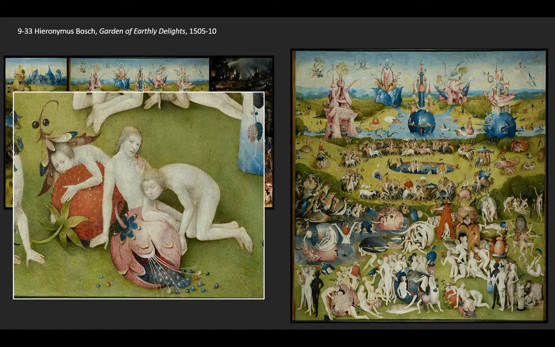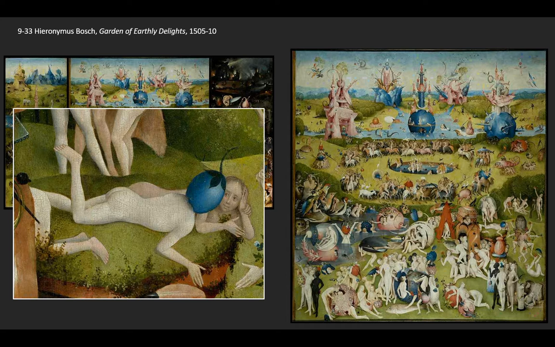Figures partake in the fruit everywhere we look, nibbling at it, spilling out its interior so that they can enjoy it, really just overindulging everywhere that we look. This figure wears what appears to be like a blueberry or maybe a grape on his head as he seduces the woman next to him.